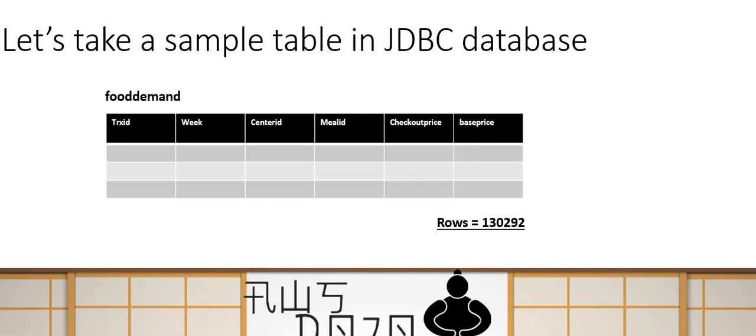We have got the transaction ID for a transaction. Then week by week, per meal, we have the center from which the meal was sold, the checkout price, and the base price. The week is a number, for instance the 120th week, and so on. And we have a total of 130,000 rows plus in this table, which we are going to use first for explaining the concept and then for the demo.